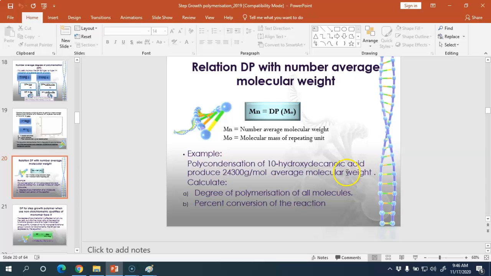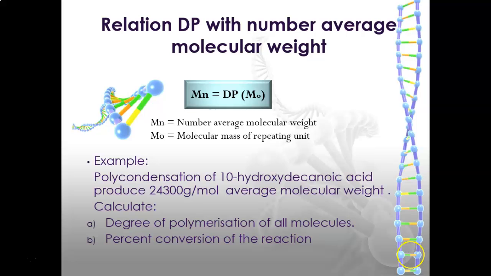Okay, now we look at the relation of degree of polymerization with number average molecular weight. So Mn is the number average molecular weight, and M initial is the molecular mass of the repeating unit.